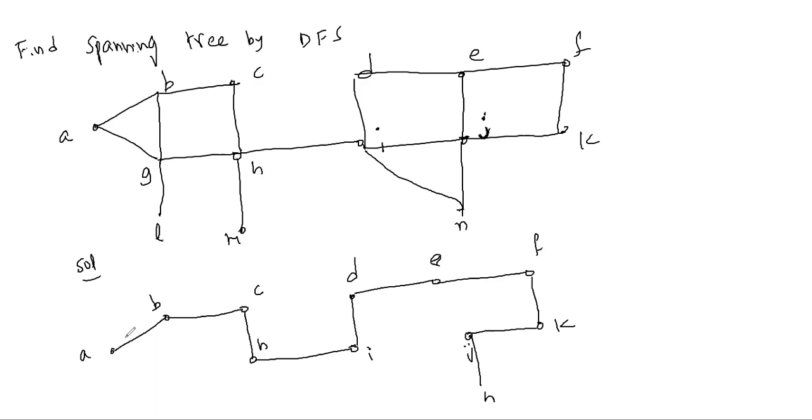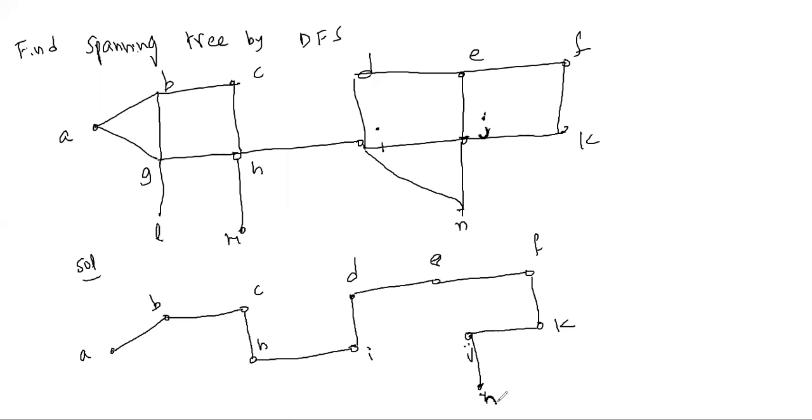Now we started with A to B, B to C, C to H, H to I to D, D to E, E to F, F to K, K to J, J to H. Are all the vertices covered? No, not covered yet. J to H is completed, but all the vertices are not covered. Sorry, this is N, J to N. So A to B, B to C, C to H, H to I to D, D to E, E to F, F to K to J, J to N.